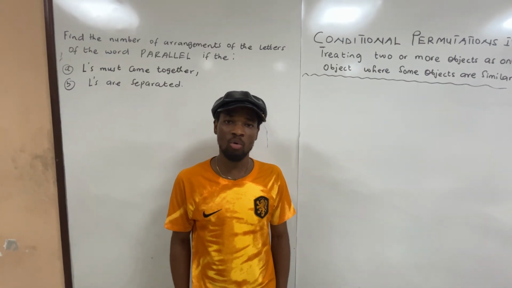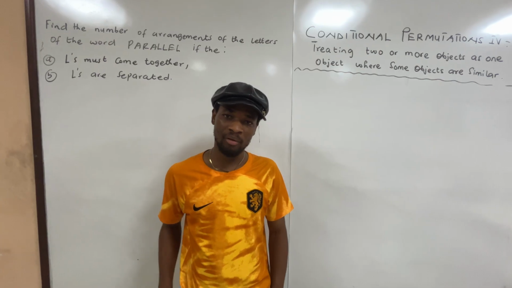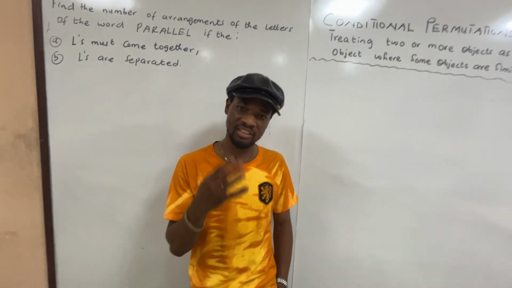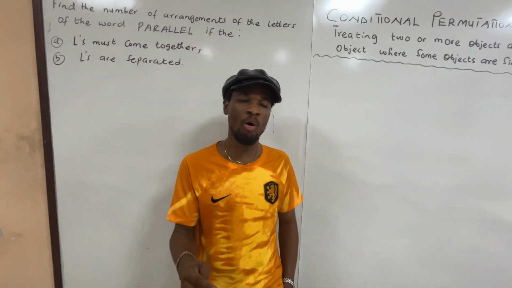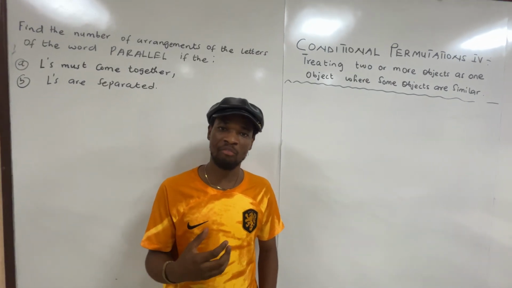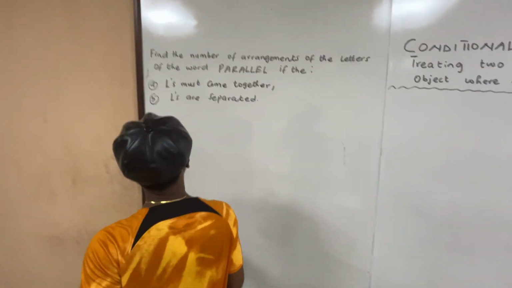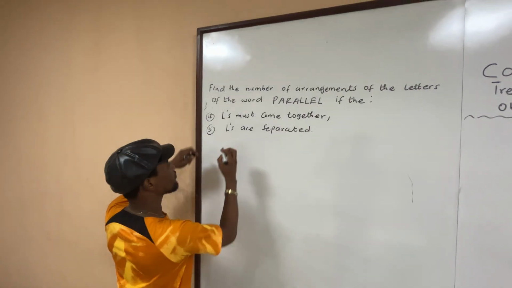We are considering conditional permutations type 4. Please, if you are new here, visit my very first video on conditional permutations type 4, where I've explained every parameter or every variable over there for you to understand before attempting questions. So we have: find the number of arrangements of the letters of the word parallel.